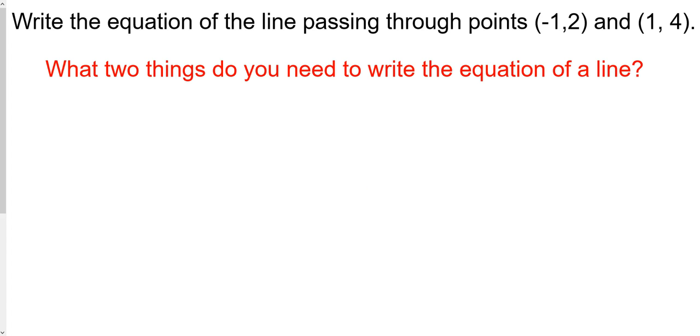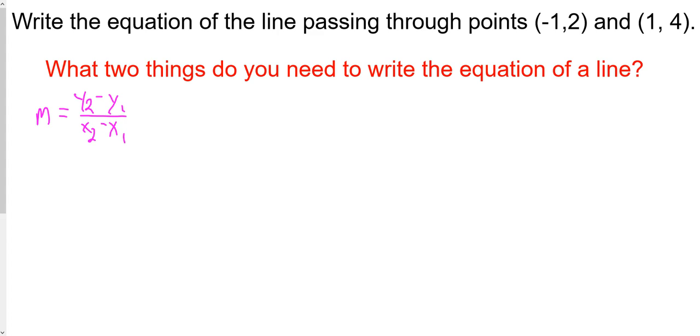Write the equation of the line passing through the points -1, 2, and 1, 4. So what two things do we need to know? Well, the first thing I need to know is my slope, and my slope is always y2 minus y1 over x2 minus x1.